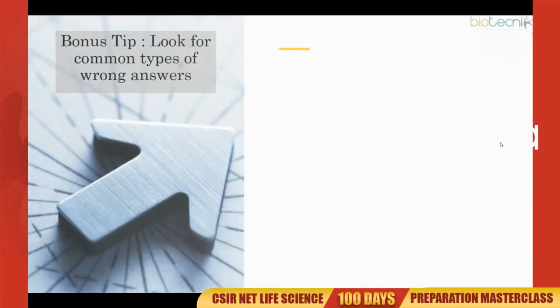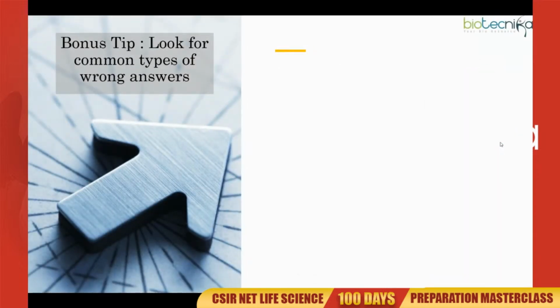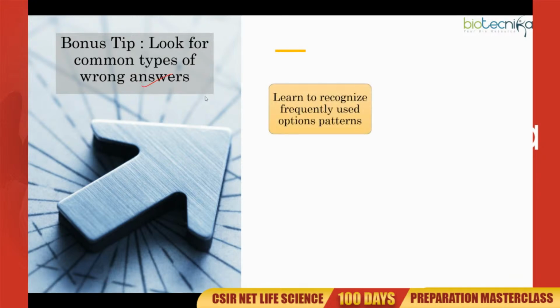Okay, I'll give you a bonus tip here. Look for common types of wrong answer options. That means look for a pattern. Learn to recognize frequently used option patterns.